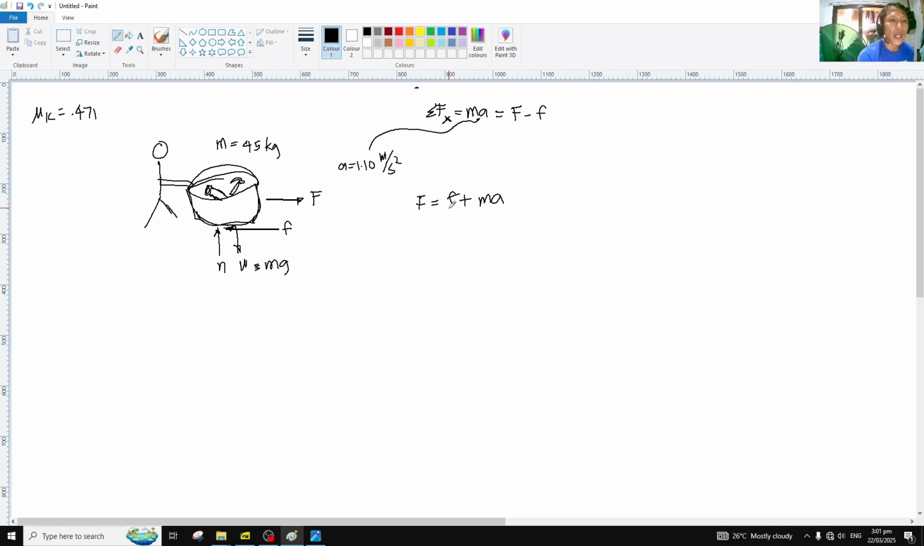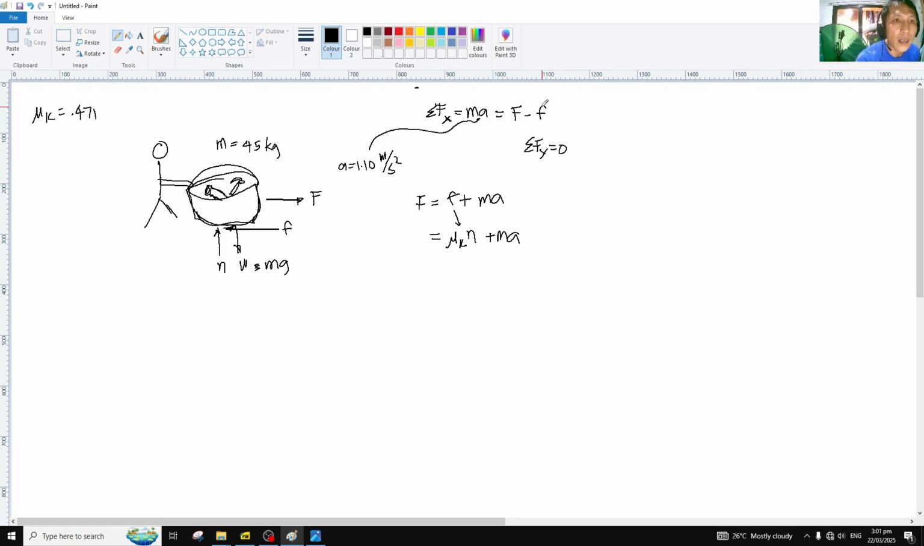Okay, and that F is again related to the normal force. Use the kinetic friction because it's moving, multiplied by N. So this is the F, and then ma, the acceleration, which is 1.10. Now you still don't have an N, so you go back to the summation of forces on Y, which is 0.